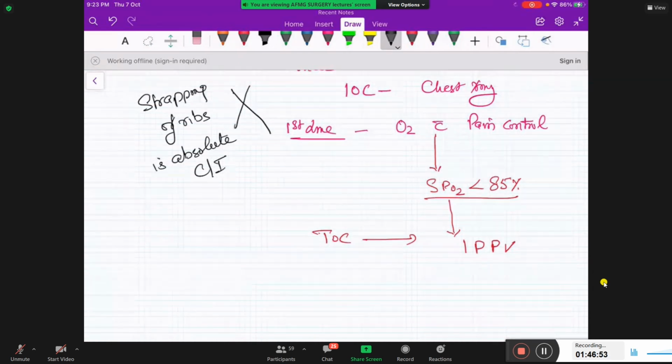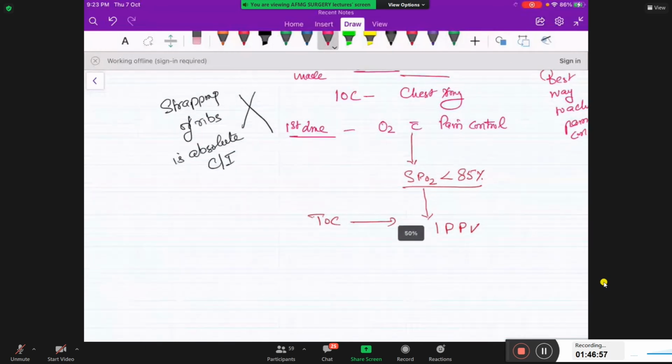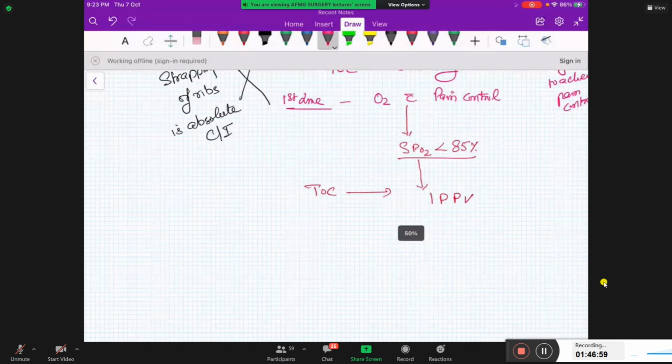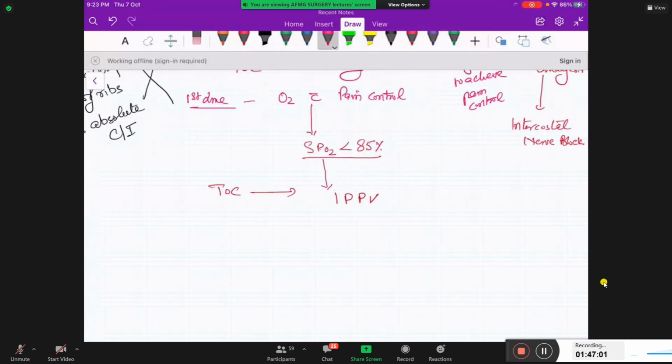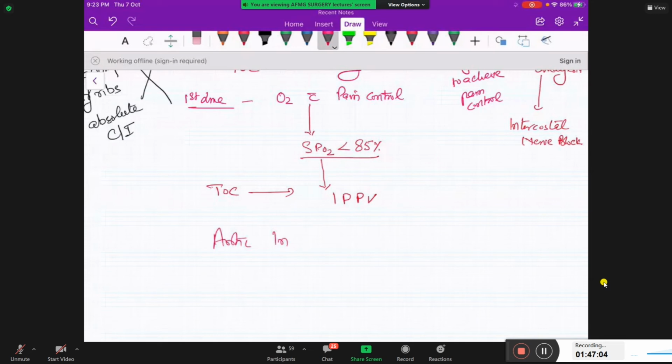Okay, so this was about flail chest. Then comes aortic injury.